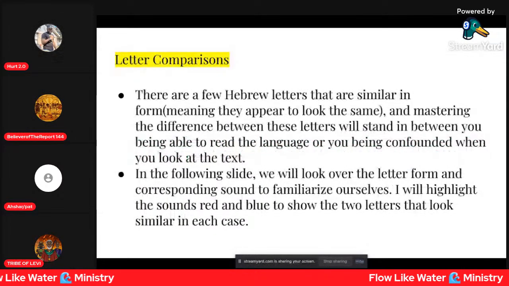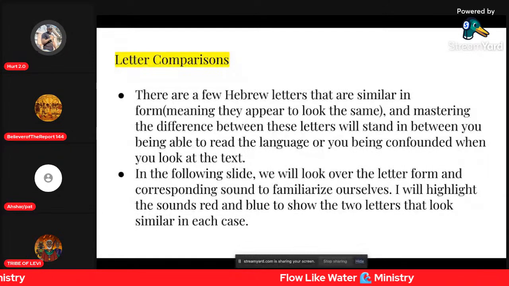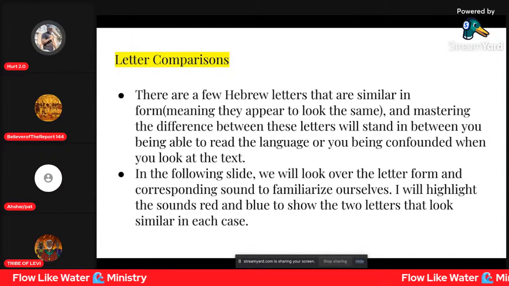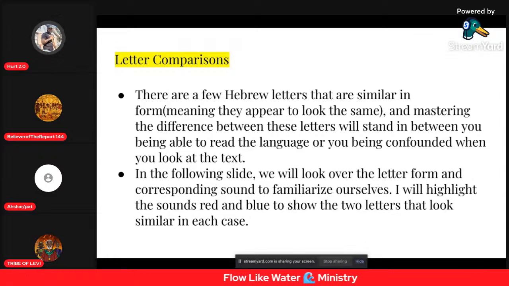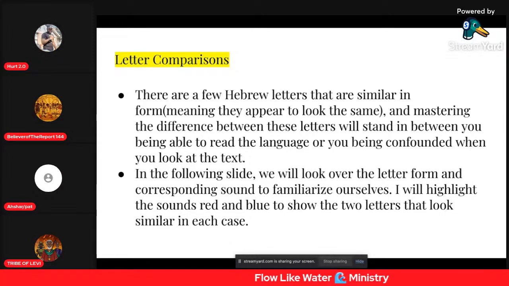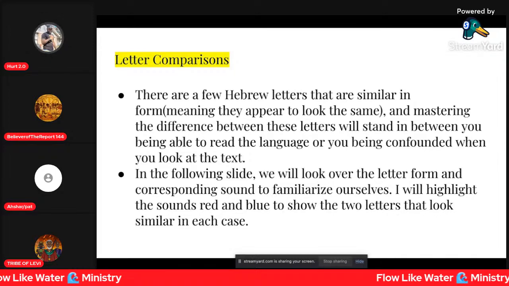Letter comparisons. There are a few Hebrew letters that are similar in form, meaning they appear to look the same. And mastering the difference between these letters will stand in between you being able to read the language or you being confounded when you look at the text. In the following slide, we will look over the letter form and corresponding sound to familiarize ourselves. I will highlight the sounds, red and blue, to show the two letters that look similar in each case.